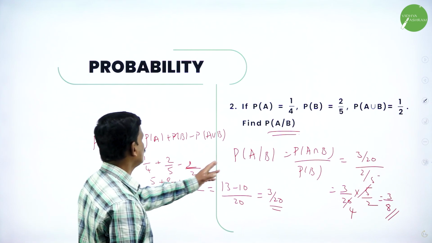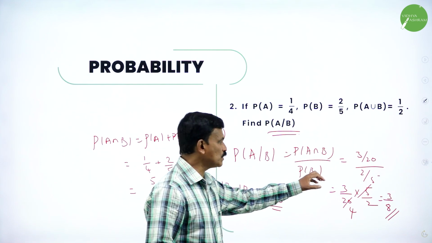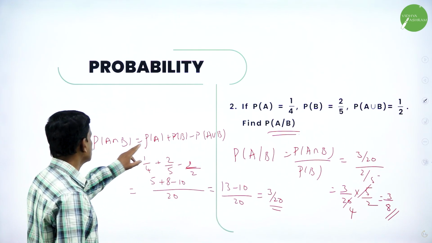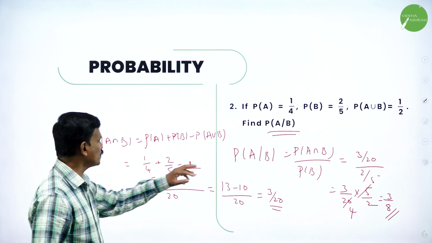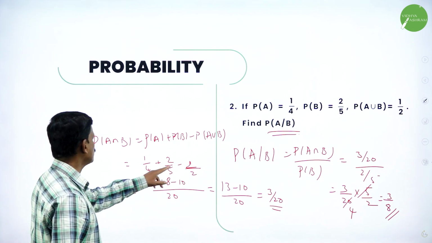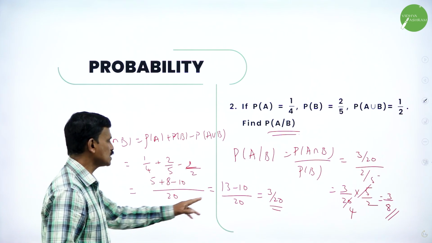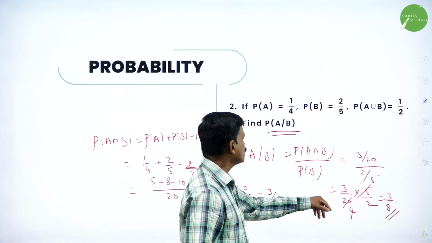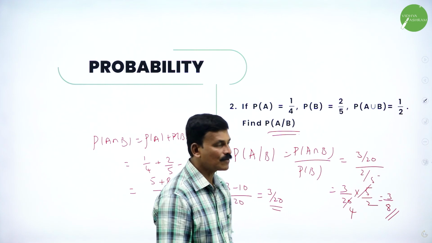So probability of A by B is probability of A intersection B by probability of B. Just find out first the probability of A intersection B: P of A plus P of B minus P of A union B, which is 1 by 4 plus 2 by 5 minus 1 by 2. Take the LCM, 20 is the LCM. We'll get 3 by 20. Substitute here 3 by 20 divided by 2 by 5. That is equal to 3 by 8, the required answer.